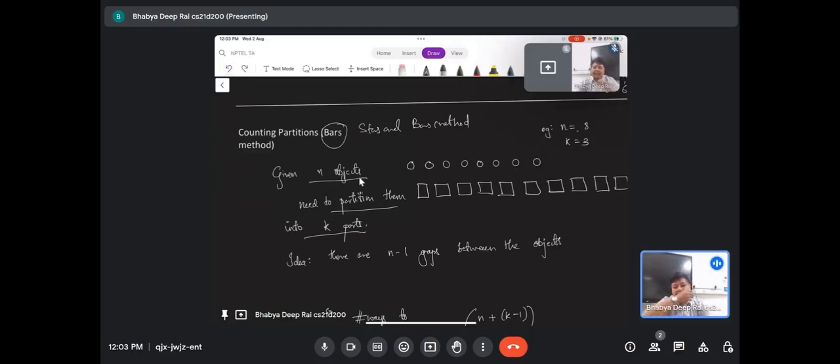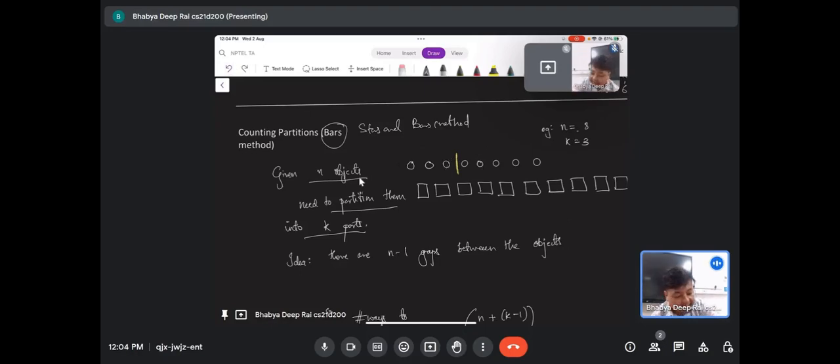So how do I do this? My argument is that just give me 2 sticks, just give me 2 bars. It is enough to partition them, to represent the partition. I keep a bar here, let me show by a different color. So I keep a bar here, and I keep another bar here. So what would this mean? This means this is my first partition. This is my second partition. This is my third partition. 2 is enough to show.